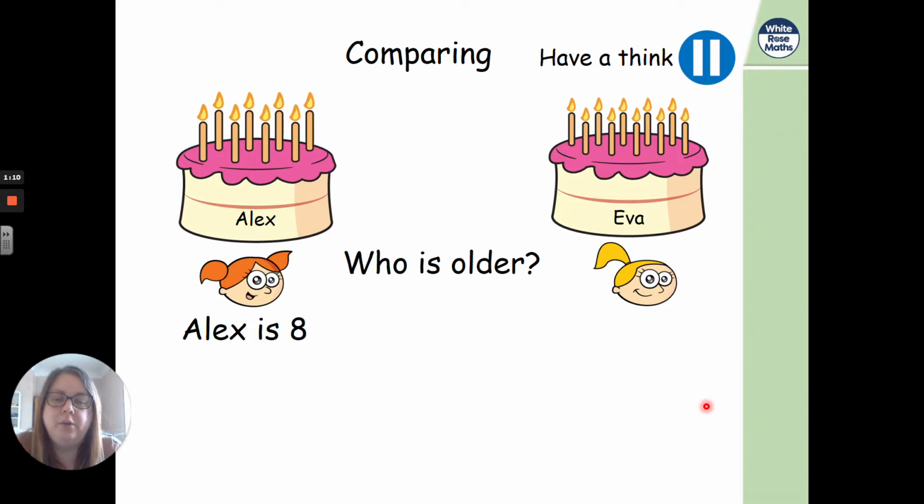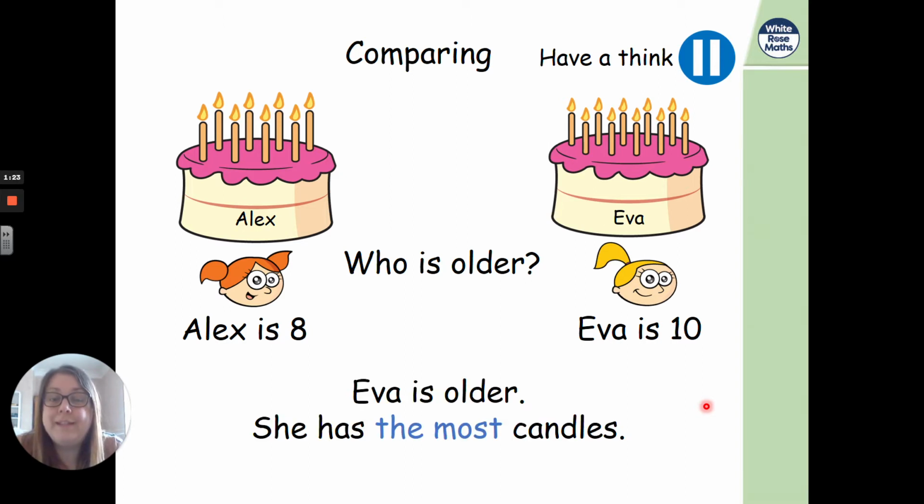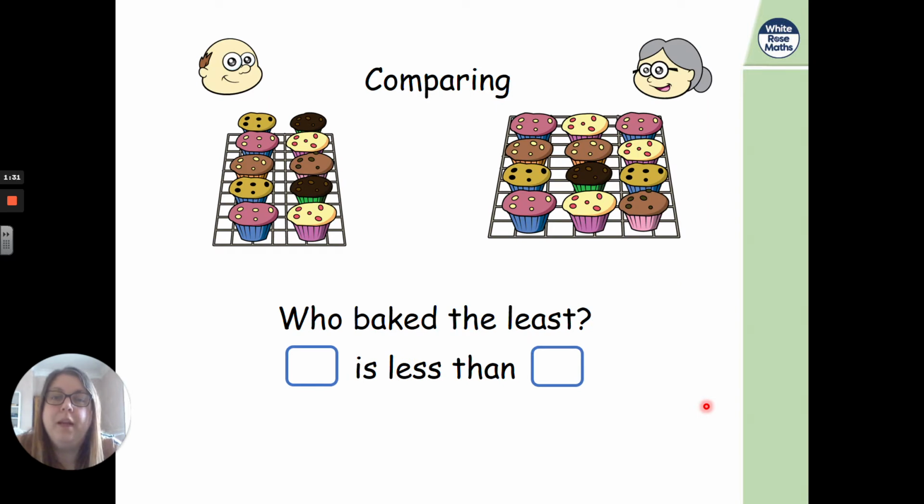So who is older? We've got Alex, who is 8. She's got 8 candles. And Eva, who is 10. She's got 10 candles. Who is the oldest out of Alex and Eva? It's Eva, isn't it? Eva is the oldest because she's got the most candles. And we know 10 is more than 8. Well done.